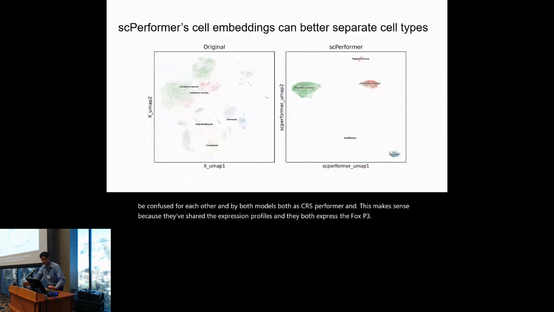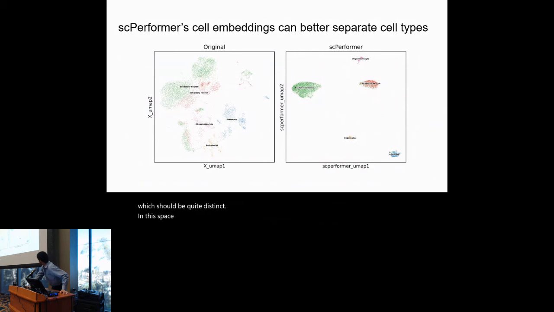Now, in terms of interpretability, we can look at scPerformer's cell embeddings and whether they can better separate cell types in this UMAP space. On the left, you have a UMAP derived from the original gene expression values in the cortex dataset. And as you can see, there is some overlap between the 5 different neuronal cell types, particularly the excitatory and inhibitory neurons, which should be quite distinct in this space.